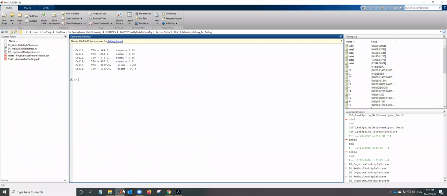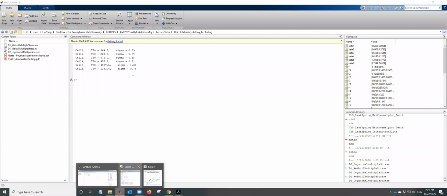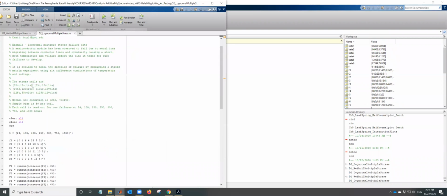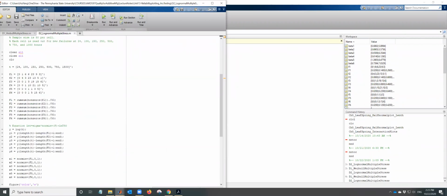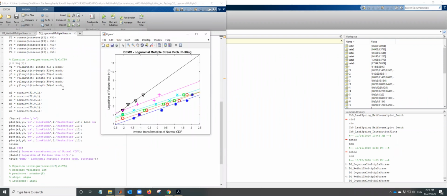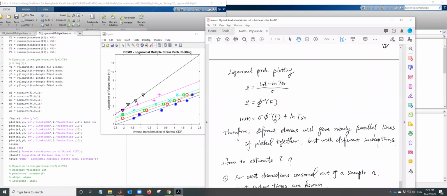Now we got this problem solved, and we also learned how to do the log-normal probability plotting under different stress conditions. For each stress condition, they follow a straight line, so it's log-normally distributed because we take the log. We take the log t as our y, phi inverse F as our x. So through this demo, I believe you have learned how to do the probability plotting.